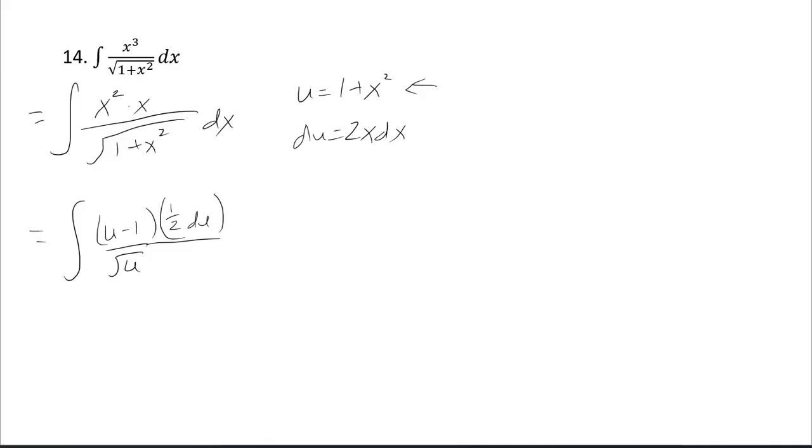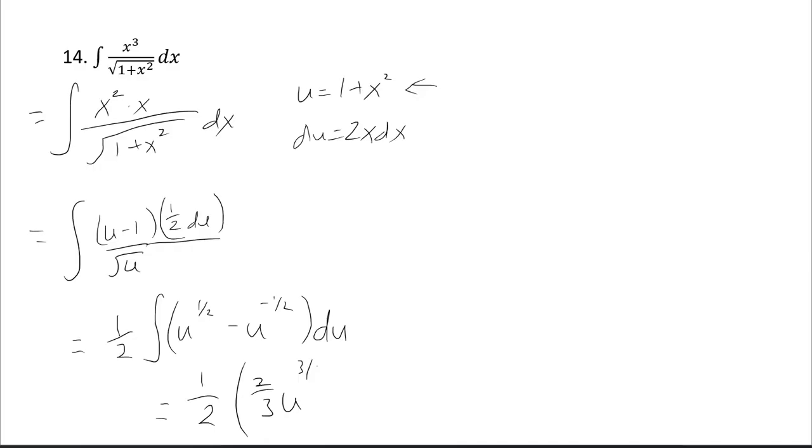Okay, so let's clean things up. Let's pull the half out in front. And then we can divide through by the square root of u. So it becomes u to the half minus u to the negative half du. Okay. Power rule now. So half times 2/3 u to the 3 halves. This is u to the half divided by half. So minus 2u to the half plus c.